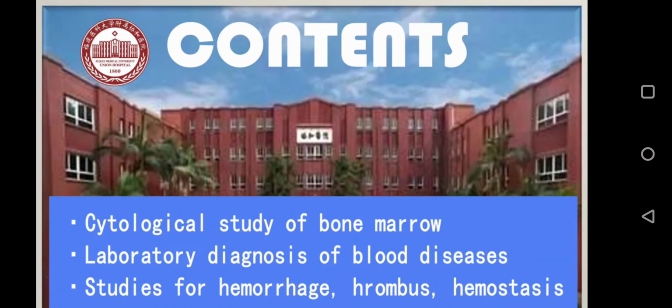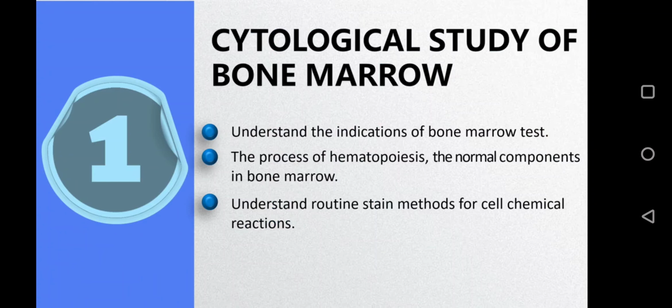This course is divided into the following 3 parts. Now we will talk about the first part, cytological study of bone marrow. In this part, you need to understand the indications of bone marrow test, the process of hematopoiesis, the normal components in bone marrow, and routine stain methods for cell chemical reactions.